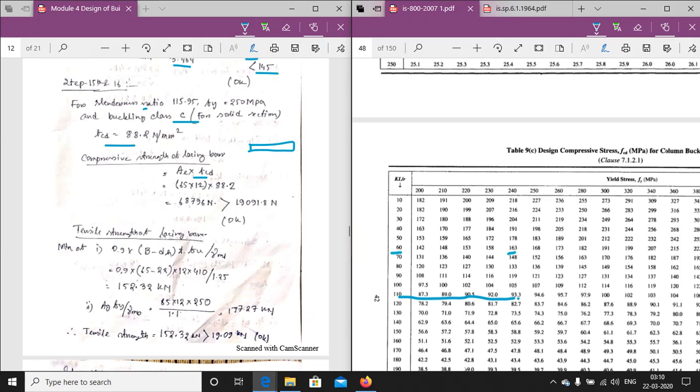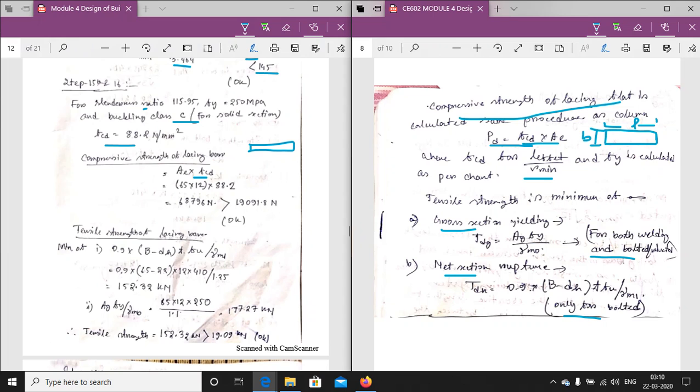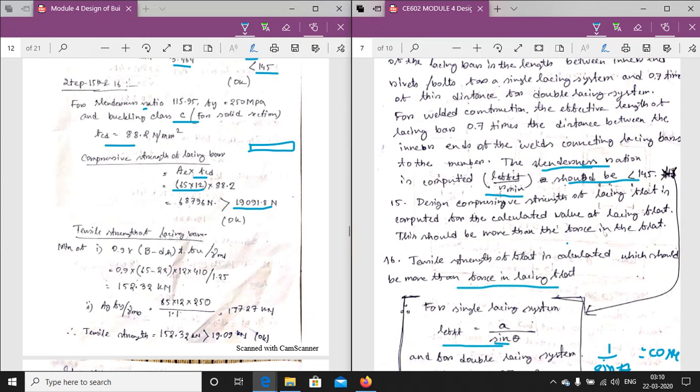So the compressive strength will now be Fcd into Ae. What is the meaning of Ae? It is the area of the lacing flat. The area of the lacing flat will be 65, the width of the lacing flat, times 12, the thickness of the lacing flat. So Ae into Fcd will be greater than 19.09, the compressive force in the lacing bar. As per the code, it should be greater than the compressive force in the lacing flat that we have calculated.